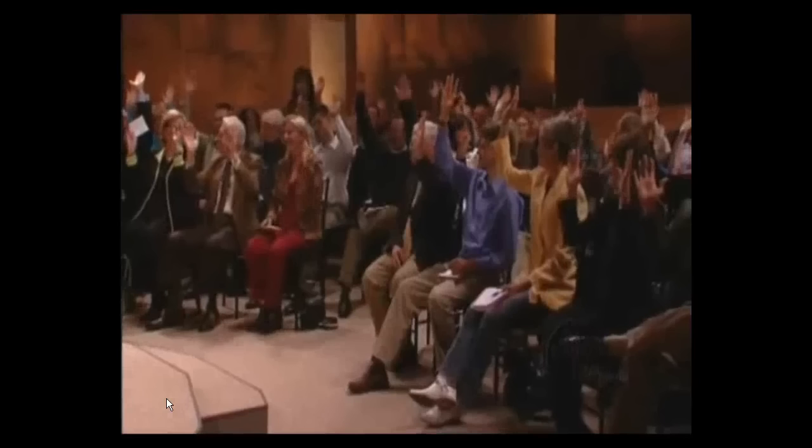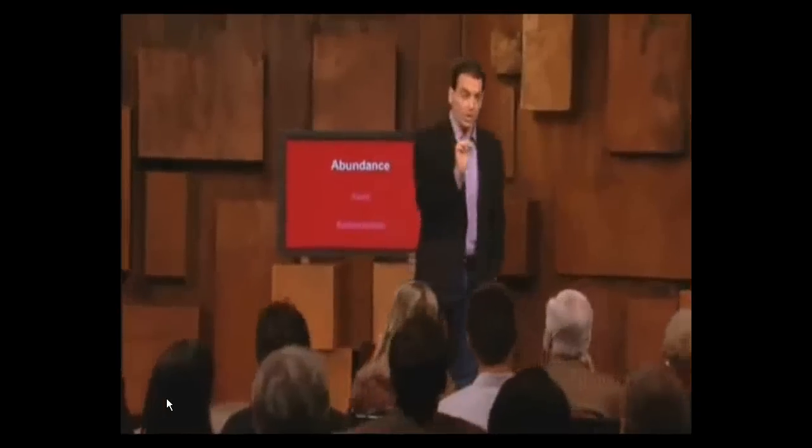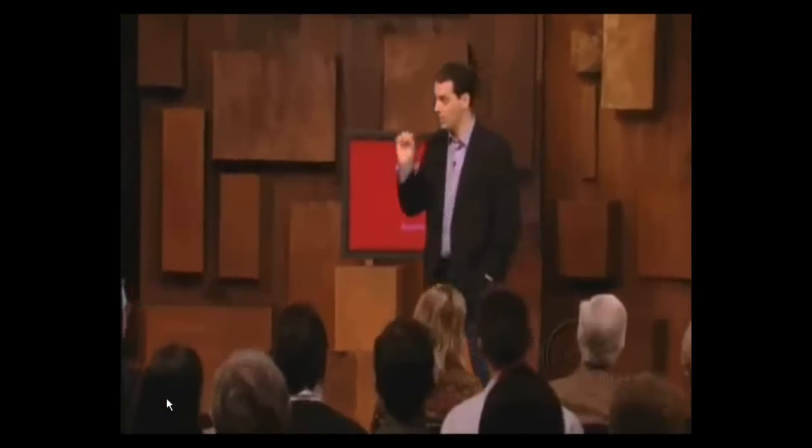Okay, look at this audience. This audience reflects what's going on in the United States. Today in the United States, there are more automobiles than there are licensed drivers. There's a greater than 1-to-1 ratio between cars and people eligible to drive them. That's what I mean by abundance.